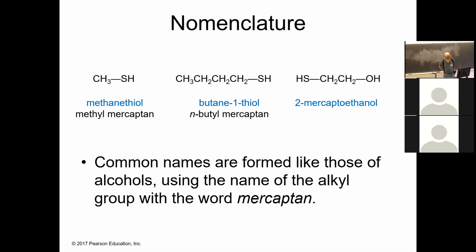So here are some examples. The first one is methane thiol. That's the IUPAC. The older name is methyl mercaptan. The one in the middle is butane 1-thiol. We do need the 1 because we could also have butane 2-thiol. N-butyl mercaptan is the older name or the common name.